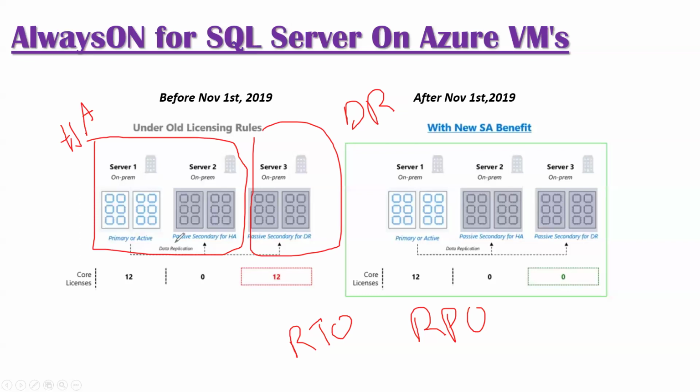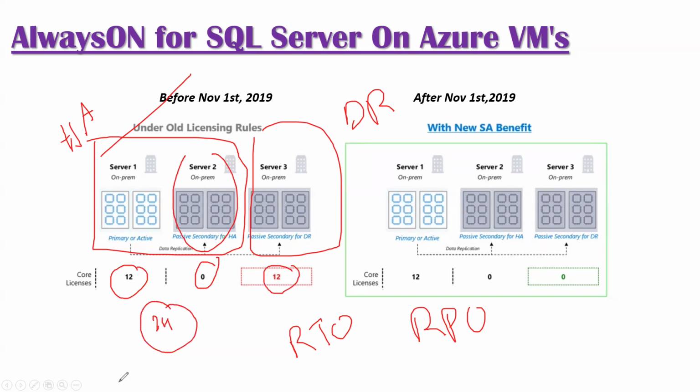So how Microsoft licensing works when you go for high availability and disaster recovery, HA and DR: to fulfill HA and DR, I am going to maintain three copies. In that, Microsoft is charging one copy as free. Now you need to pay for 12 cores, and for the other, 12 cores. Total 24 cores you are paying for the whole licensing, sir.